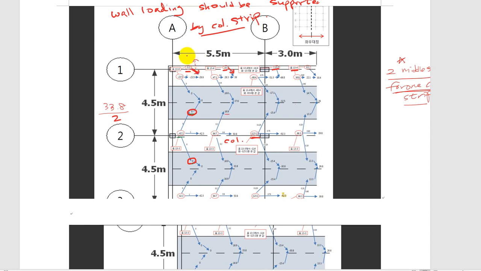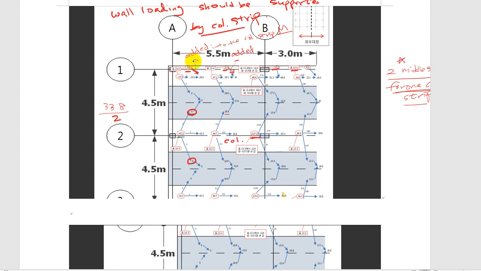This is edit, right? And this is edit into the column strip moment. Do you understand? Okay. And the moment from column strip was divided into the column strip and middle strip.